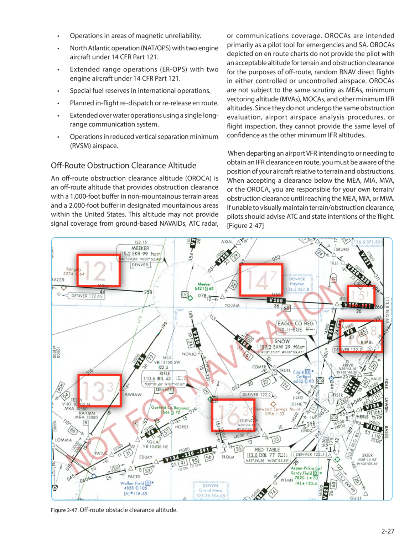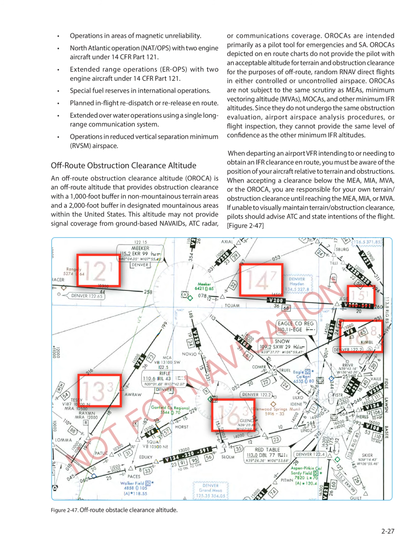ORCAs depicted on en route charts do not provide the pilot with an acceptable altitude for terrain and obstruction clearance for the purposes of off-route, random route direct flights in either controlled or uncontrolled airspace. ORCAs are not subject to the same scrutiny as MAAs, minimum vectoring altitudes, MVAs, MOCAs, and other minimum IFR altitudes. Since they do not undergo the same obstruction evaluation, airport airspace analysis procedures, or flight inspection, they cannot provide the same level of confidence as the other minimum IFR altitudes.